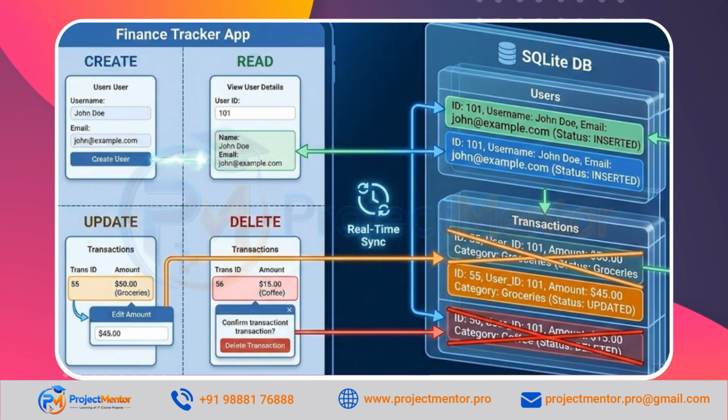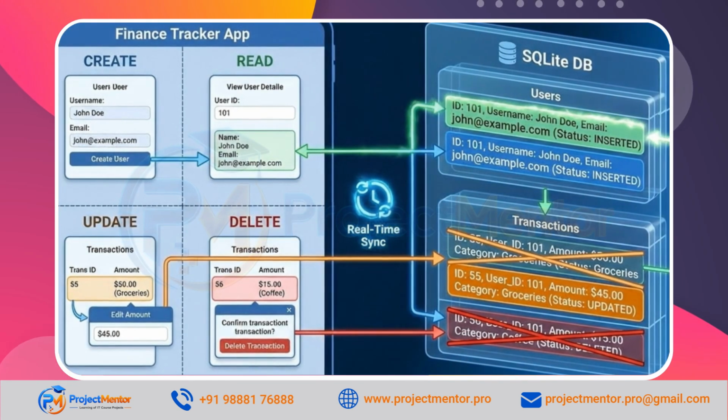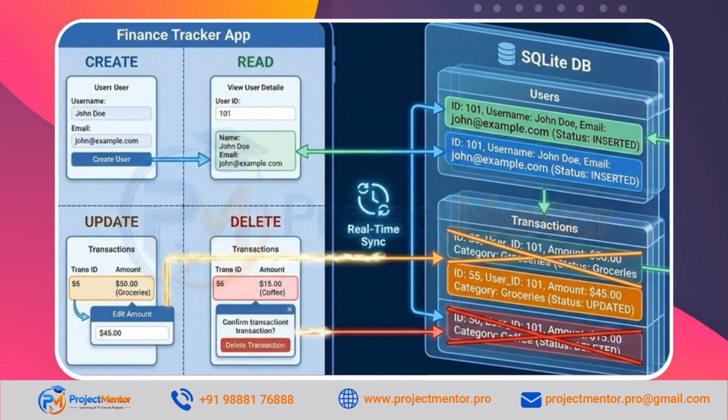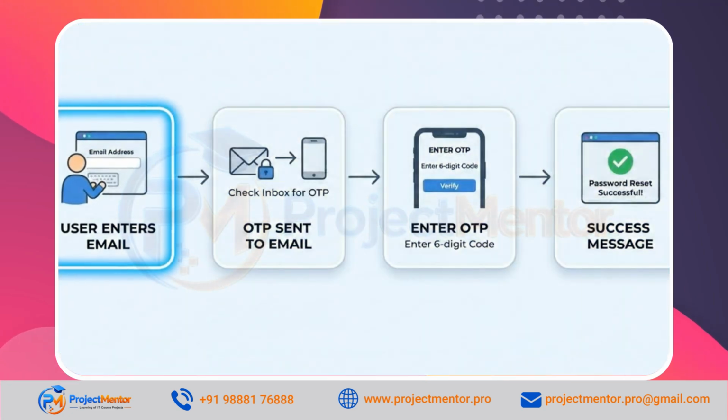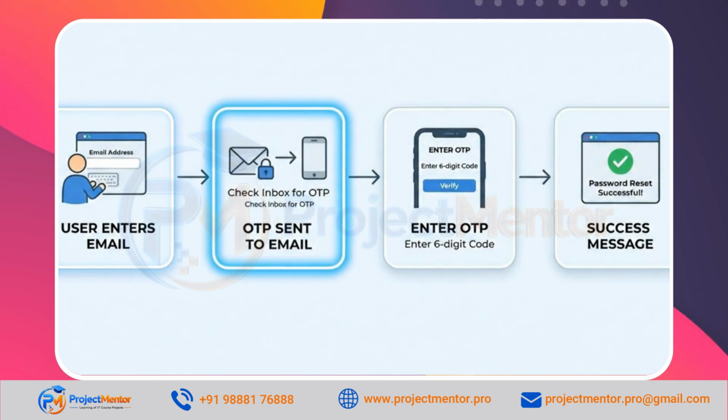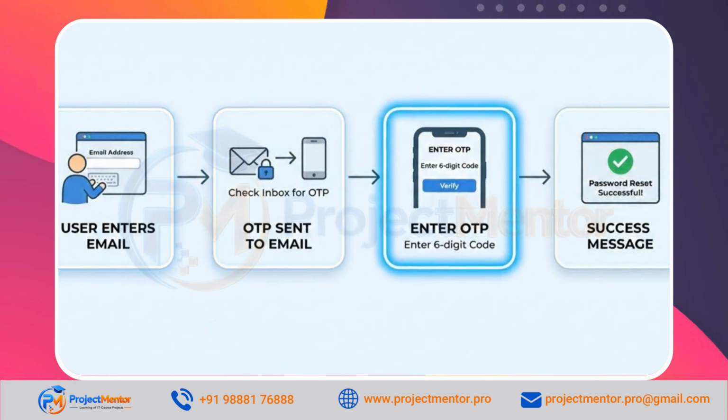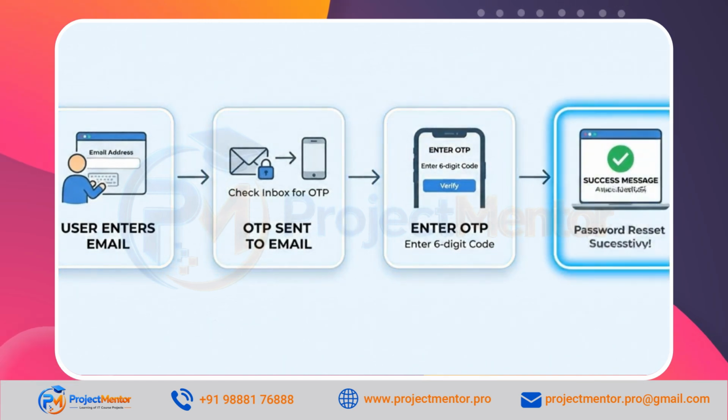We use CRUD operations to manage user data in the SQLite database. Users can create, read, update, and delete their data easily. If a user forgets their password, they can reset it by receiving an OTP to their registered email address. The system will then allow them to log in.